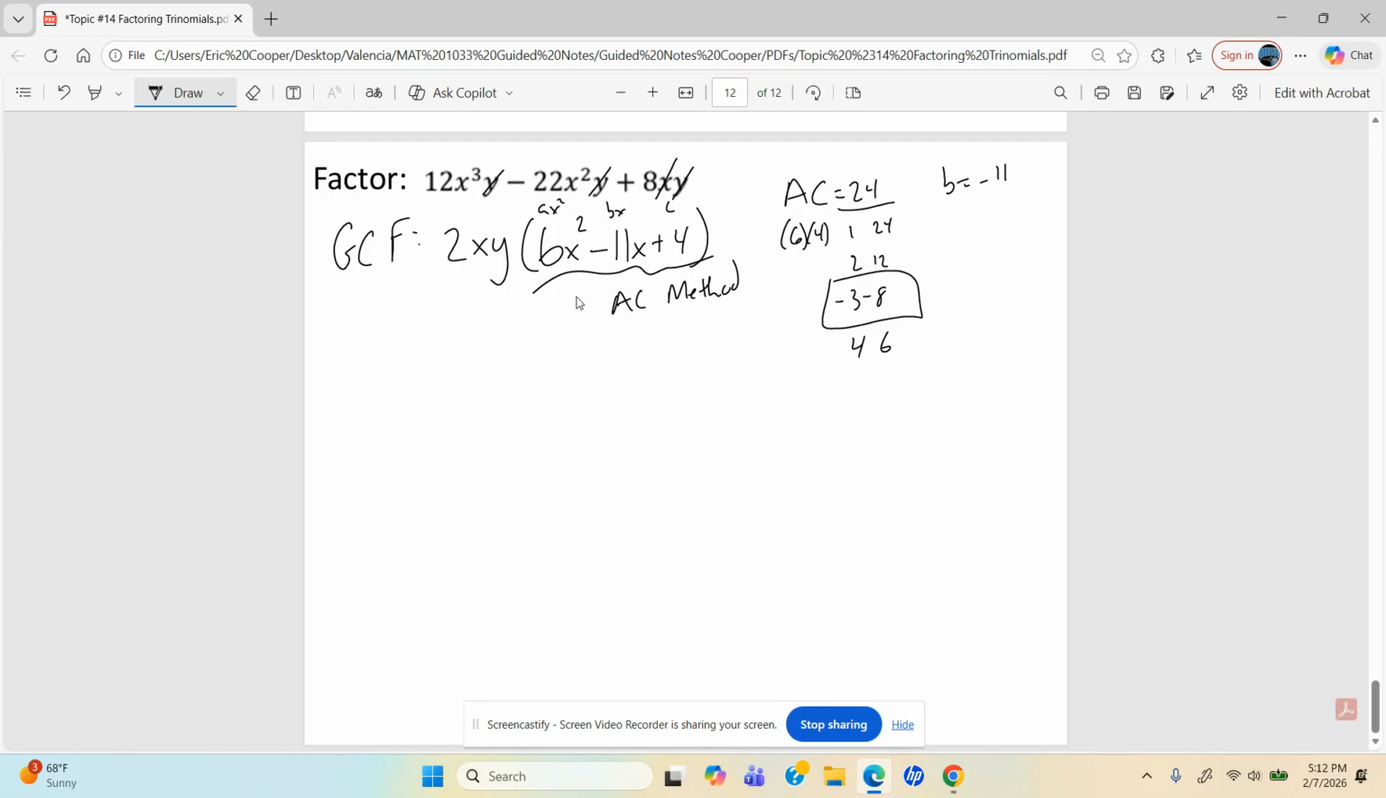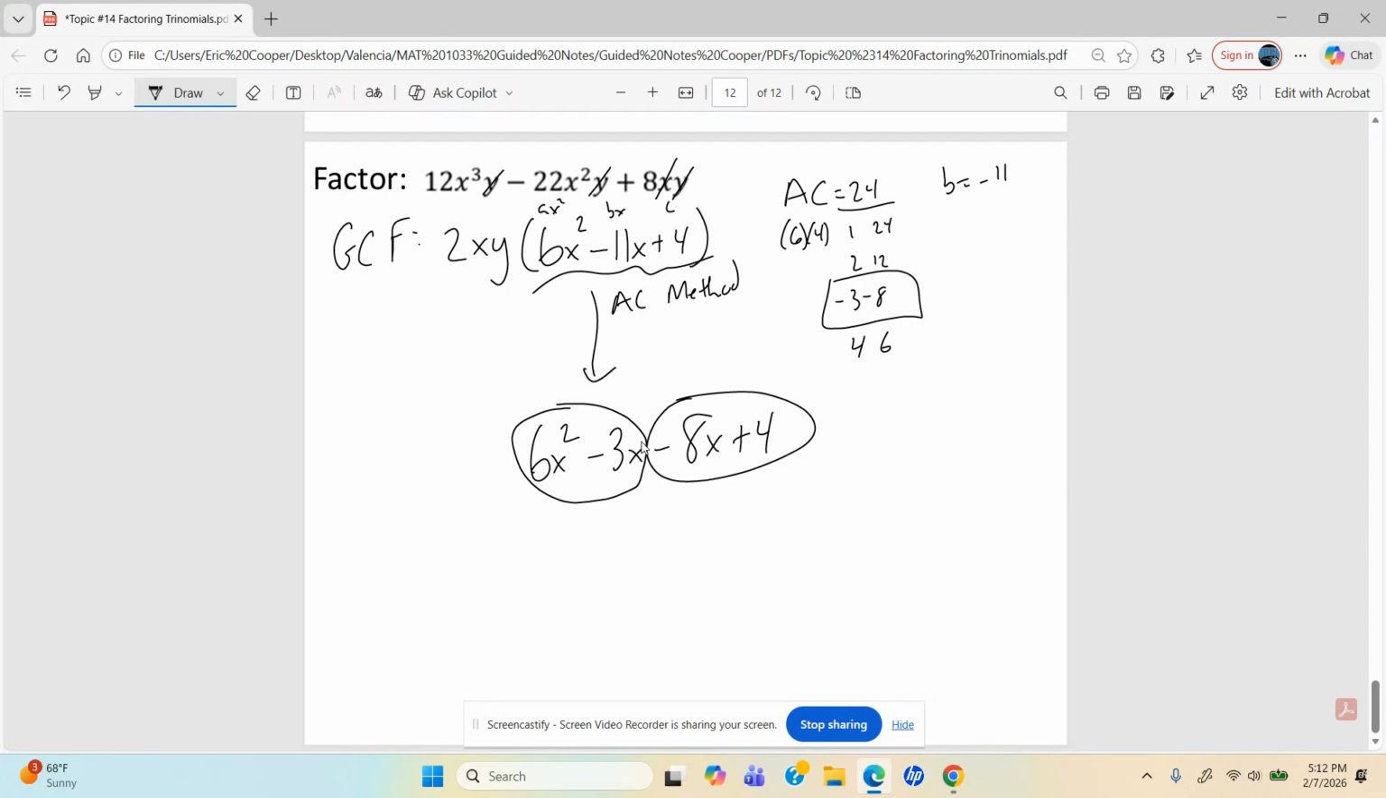So again, we're going to ignore the 2xy for a second. This is now going to come down. I have a 6x squared. I have a negative 3x. I have a negative 8x. And I have a positive 4. So again, I took the negative 3 and negative 8, and I replaced the negative 11 with it. Let's do our grouping here.